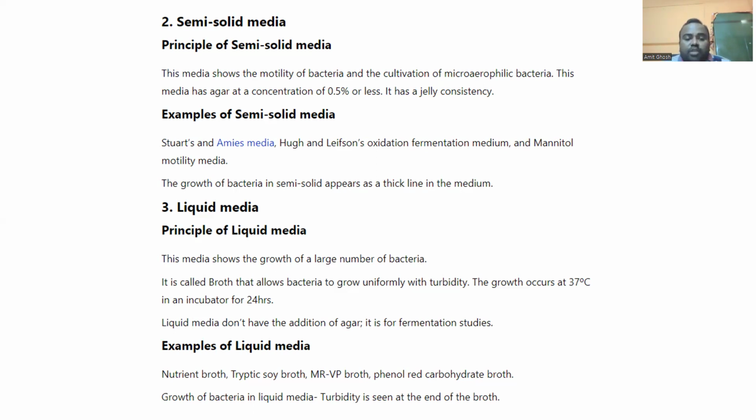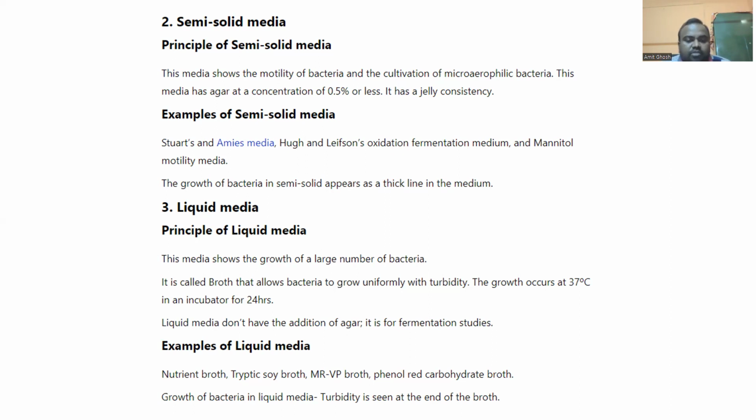Now, what is the role of liquid medium? The principle of liquid media is that this media shows the growth of a large number of bacteria. It is mostly used in the laboratory. It is called broth, and it allows the bacteria to grow uniformly with turbidity. The growth occurs at 37 degrees Celsius in an incubator for 24 hours.